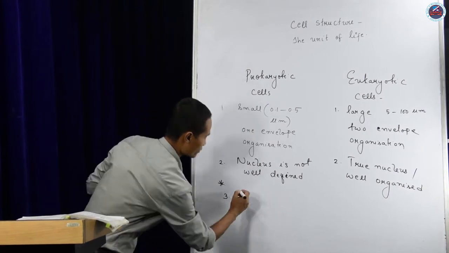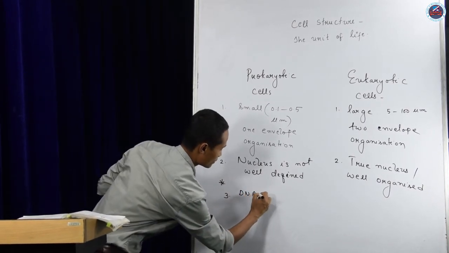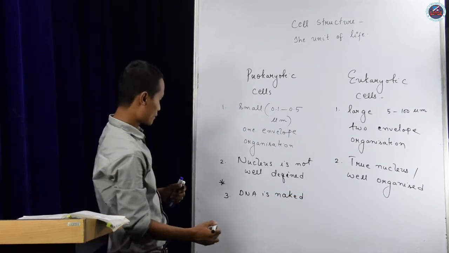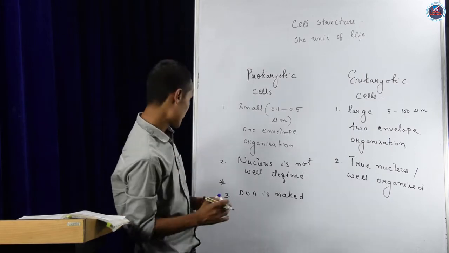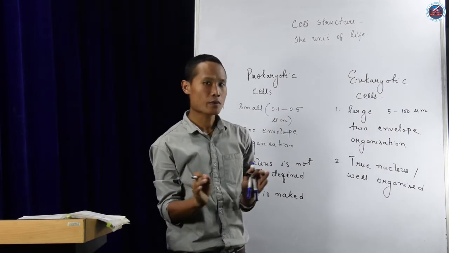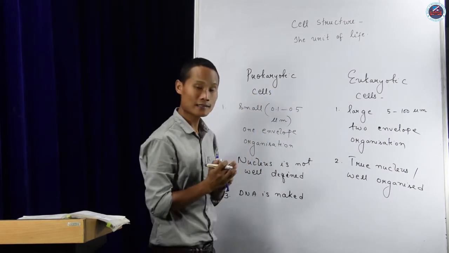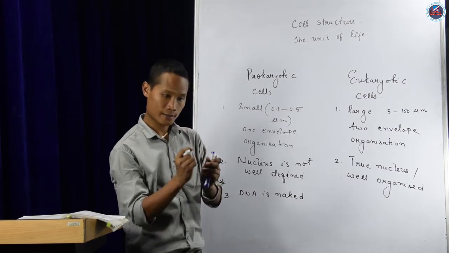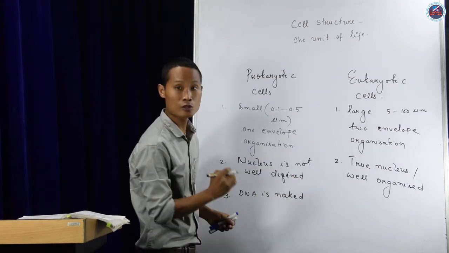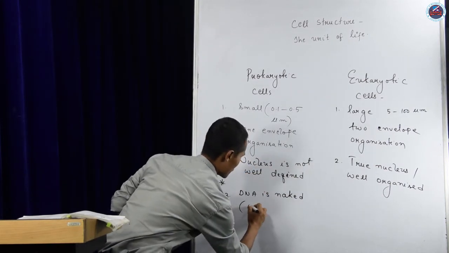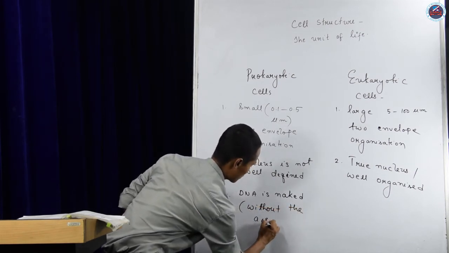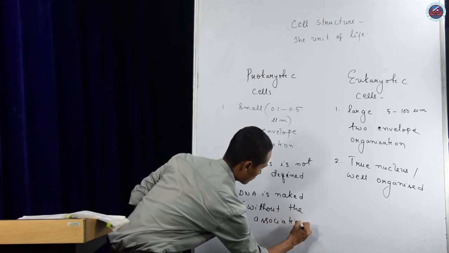The third point is DNA is naked. In the case of prokaryotes, you will find that the DNA is naked. Now what does it mean? It means that in the cytoplasm of a prokaryotic cell, there will be DNA, but the DNA will not be associated with histone, without the association of histone.